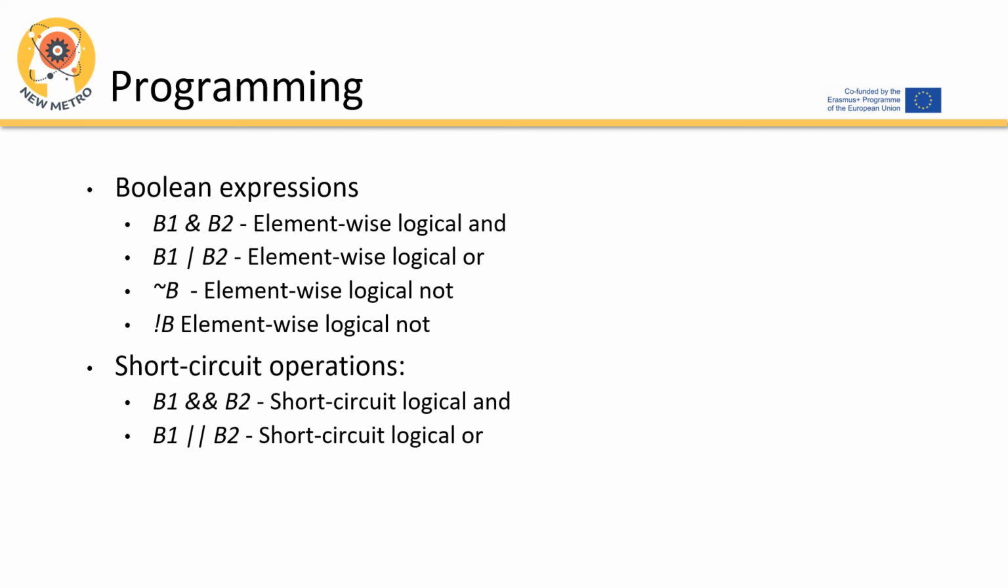We also have Boolean expressions with B1 and B2, which is an element-wise logical AND, B1 or B2, element-wise logical OR, not B, element-wise logical NOT, and not B with the exclamation mark, which is an element-wise logical NOT as well. We have some short circuit operations as well, with B1 double AND B2, short circuit logical AND, and B1 double OR B2, short circuit logical OR.